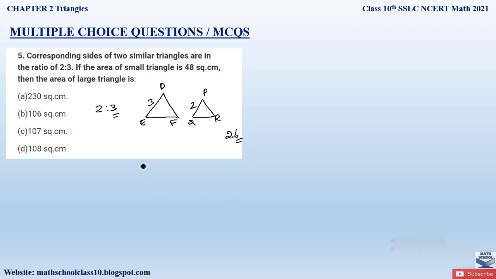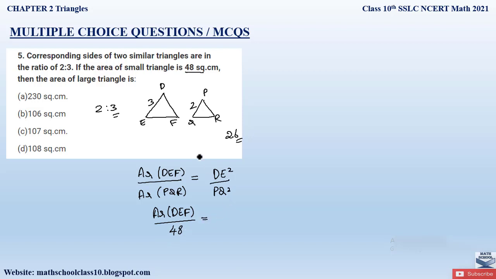So applying theorem 2.6, that is area of triangle DEF divided by area of triangle PQR is equal to the square of the corresponding sides. Corresponding side of the bigger triangle DEF is DE square by PQ square. So here they have given us the area of the smaller triangle, that is 48. Therefore we have area of DEF divided by 48 equal to DE is 3, so it is 3 square by PQ is 2, 2 square. Therefore area of DEF is equal to 3 square, which is 9, into 48 divided by 2 square, which is 4. So cancelling 4 1 times, 4 1 times, 4 2 times.